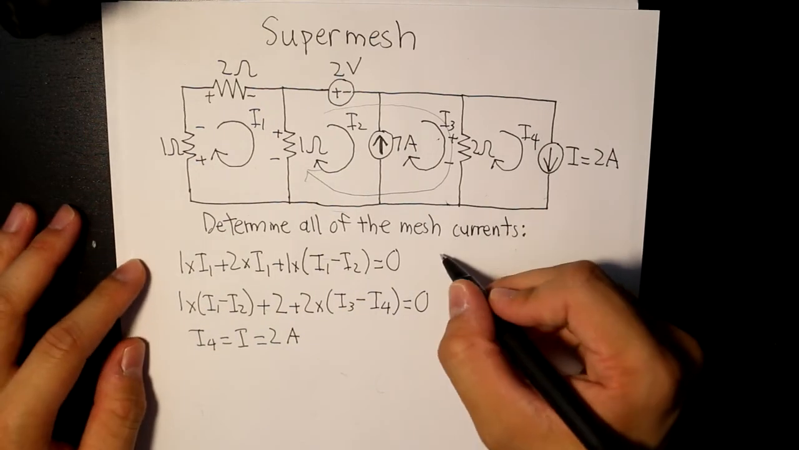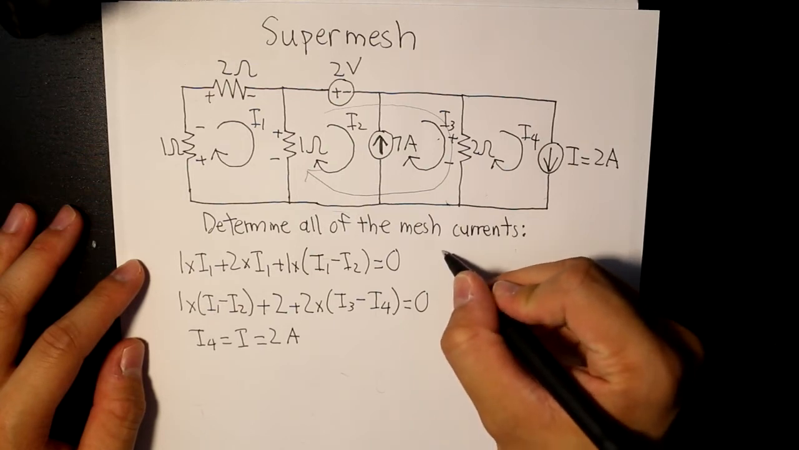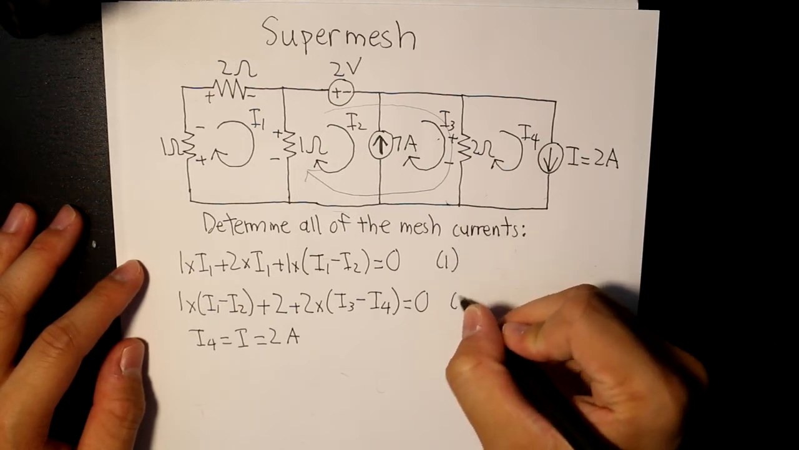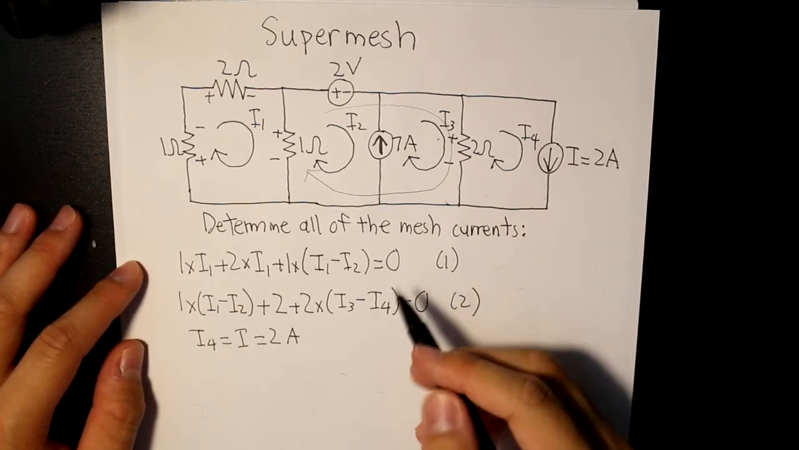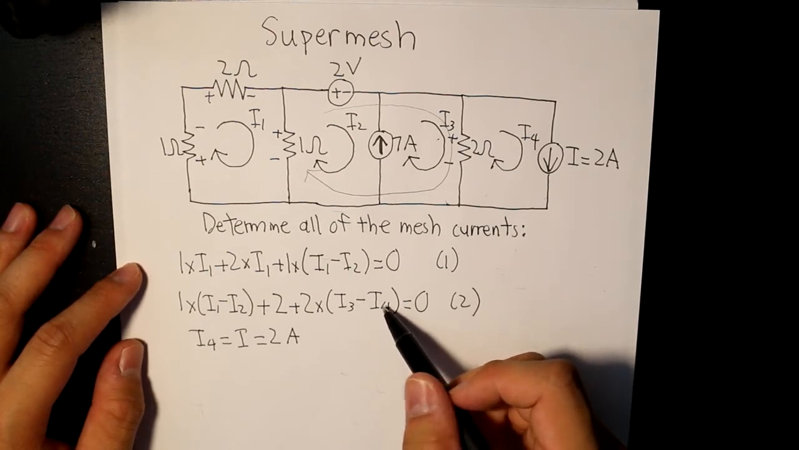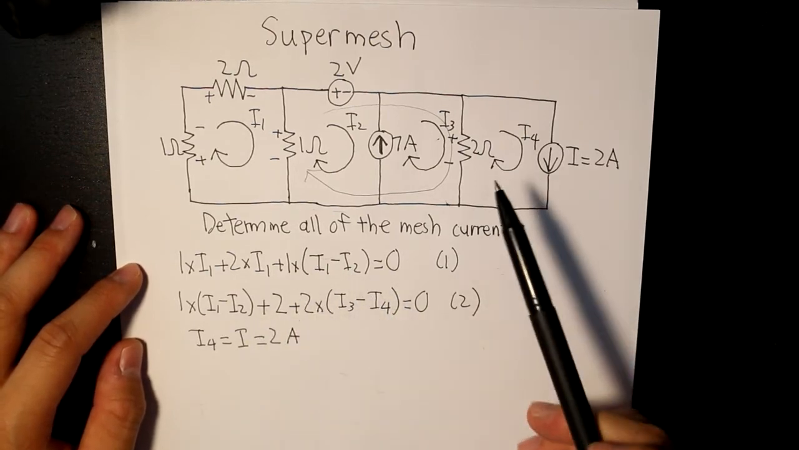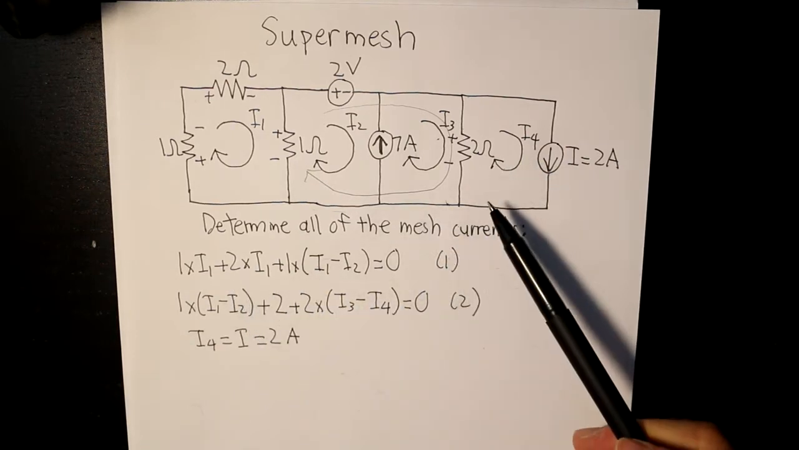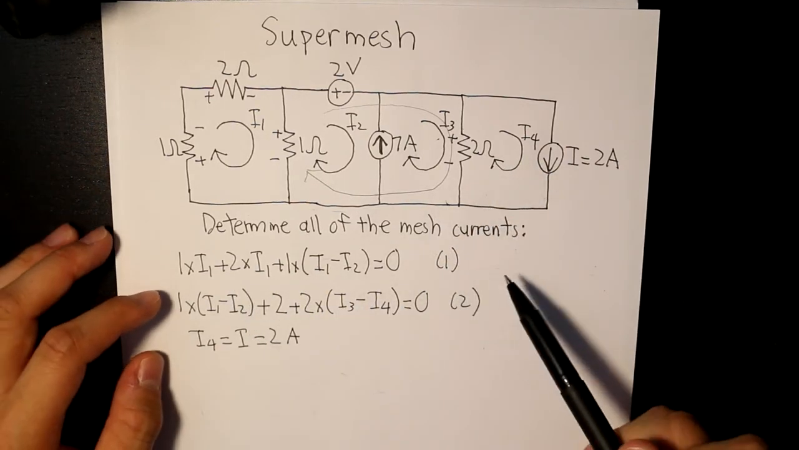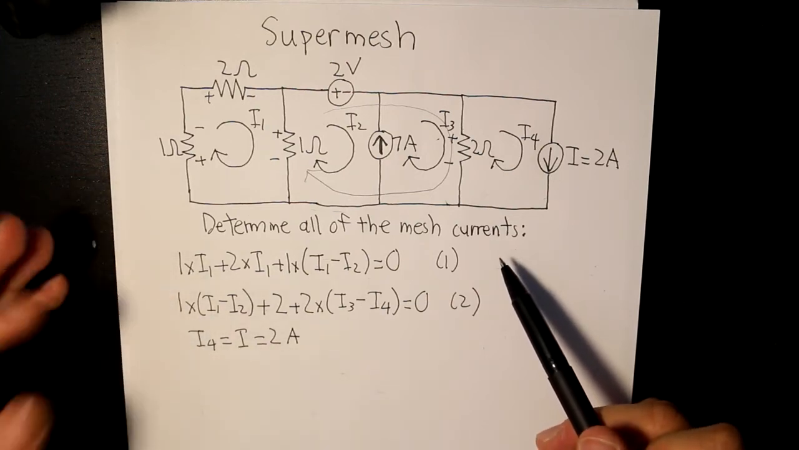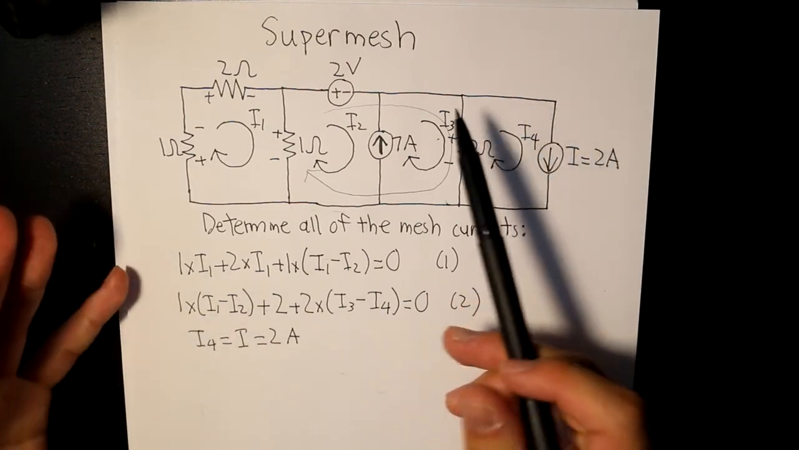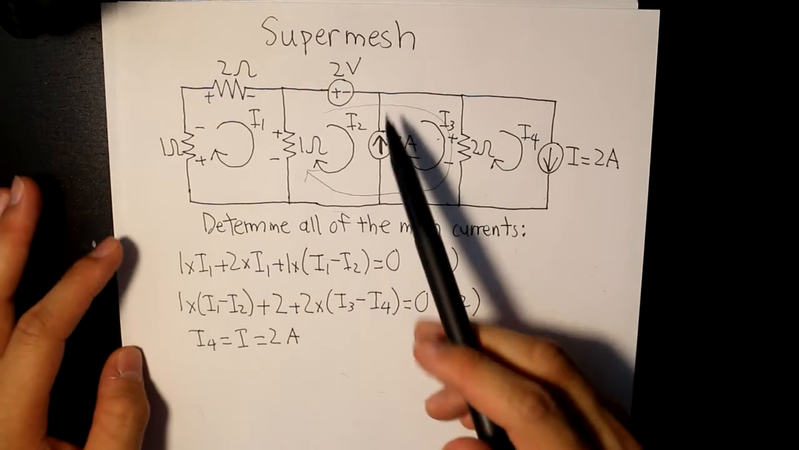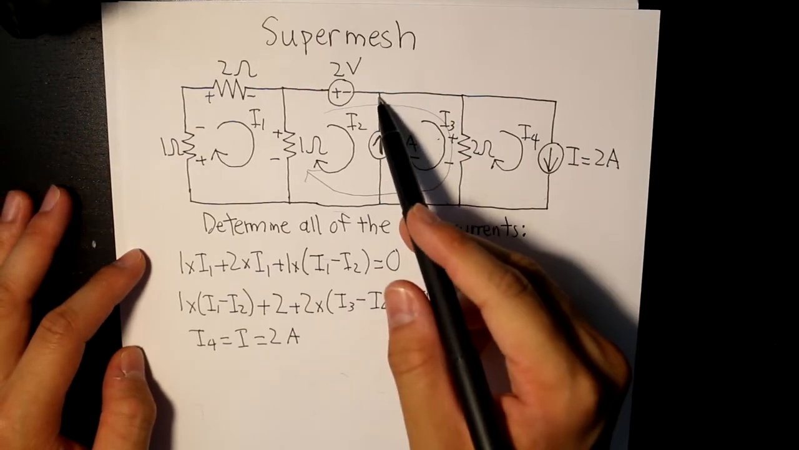So now we've got 2 equations. Equation 1 right here, equation 2 right here. We've already given what I4 is. Now we have 3 variables and 2 equations. And we can't solve any of the mesh currents until we are able to develop another equation. And that equation would be our supermesh equation. And what is our supermesh?